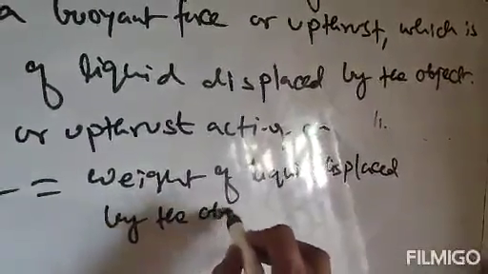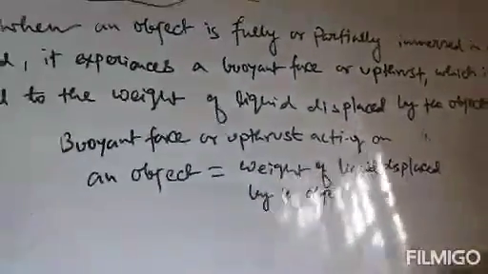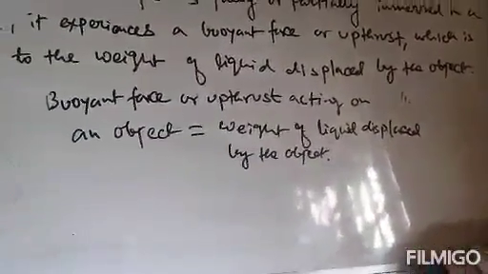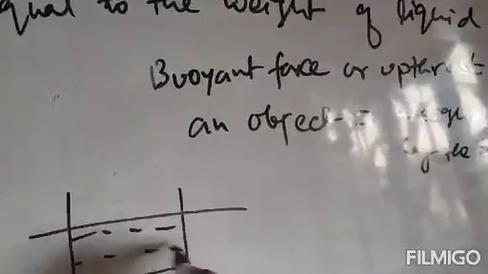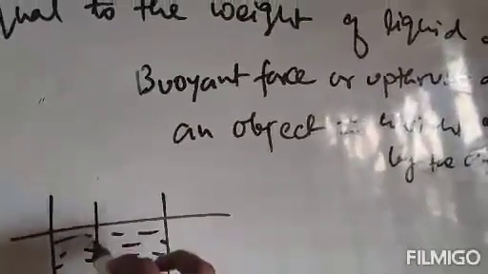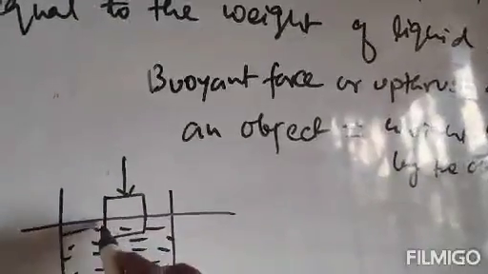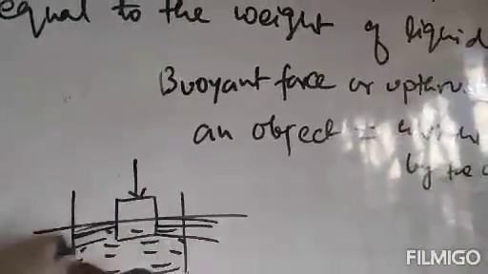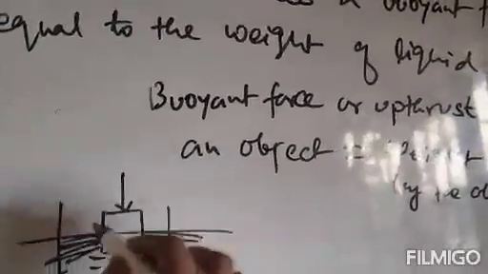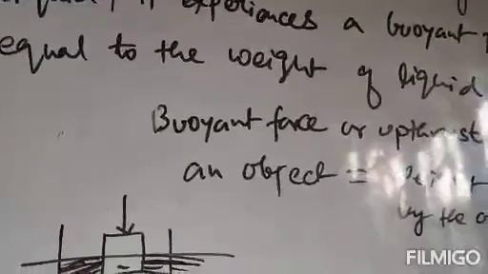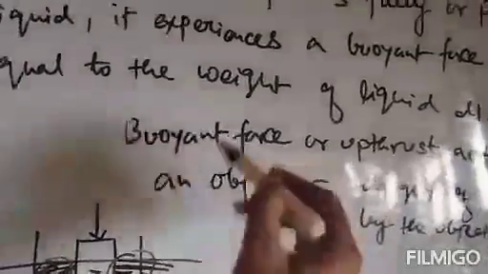Whenever any object is immersed in a liquid, the object will displace some liquid. Suppose this is the jar, and the liquid is poured in the jar, and you are trying to immerse this object. Whenever you try to immerse this object, the object will displace some liquid. Clear? And the weight of this liquid displaced by the object is equal to the buoyant force.